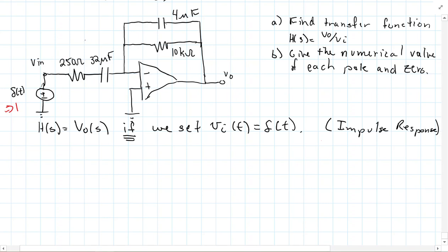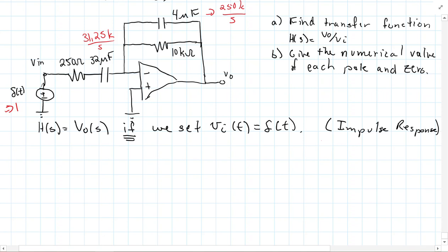And this is where I sometimes like to just use the k thing. So this is going to be 31.25k over s. And then this 4 microfarad would be 250k over s.